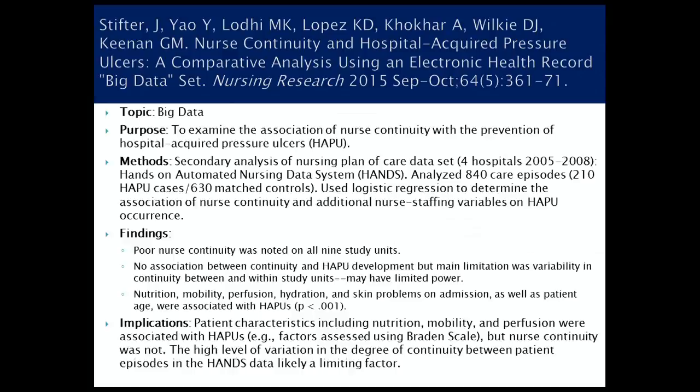And so what they found was that they didn't see any association between nurse continuity and whether or not patients got a pressure ulcer, but it wasn't clear whether it was a power problem, because there were so many different combinations of the continuity that I think it would be very difficult to measure. They probably needed more data to do that. What they did see was that pressure ulcers were associated when patients had issues identified with nutrition, mobility, perfusion, the things that we assess for on the Braden scale, right, when patients are first coming in.